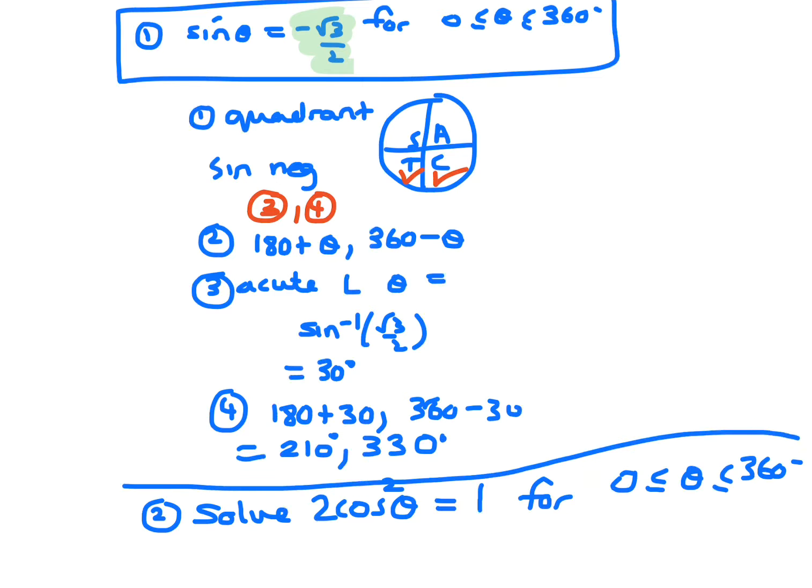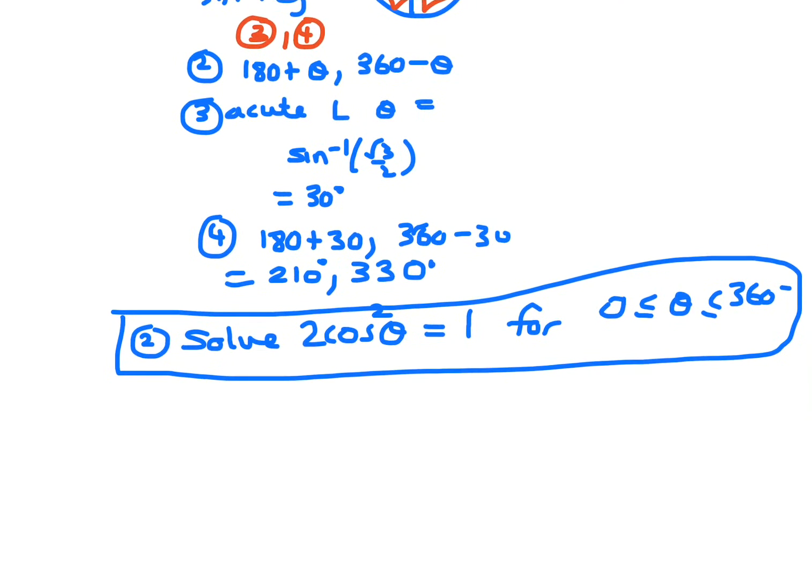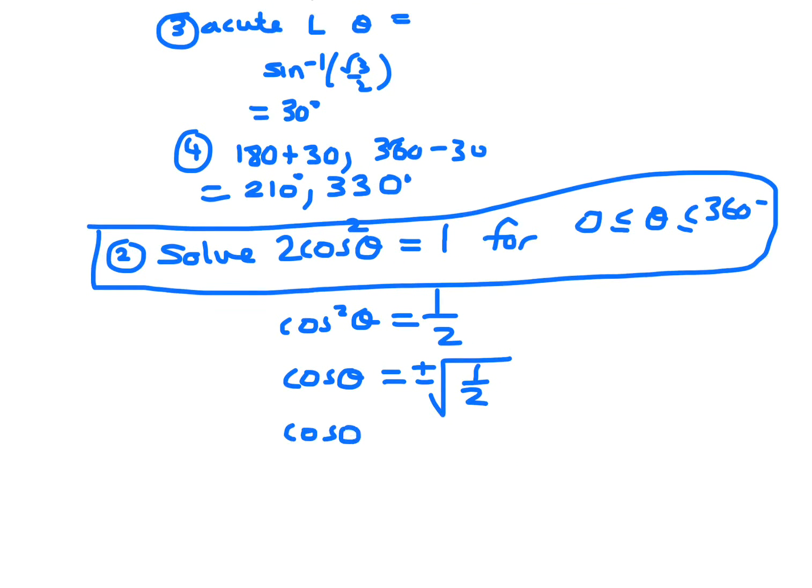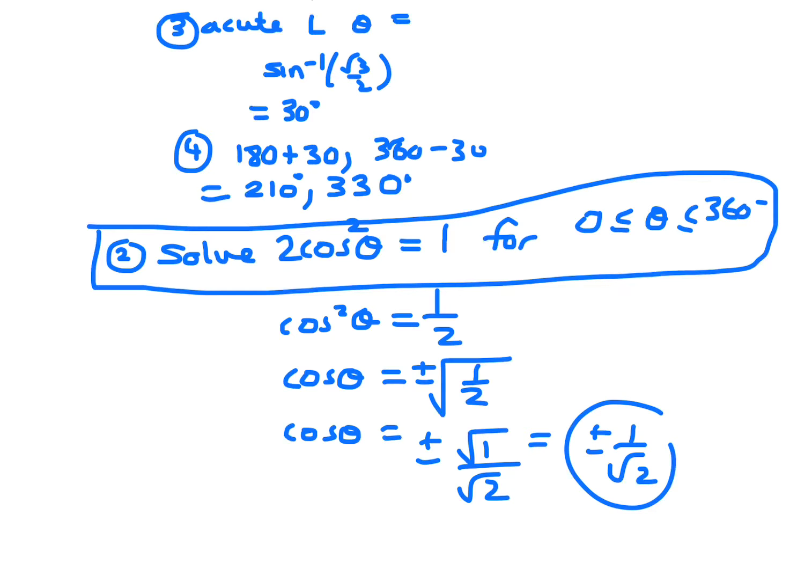Okay, so we'll take a look at a new one. So we've got 2 cos squared theta equals 1. So cos squared theta, if I divide by 2, will be 1 on 2. And then get rid of the square by square rooting and putting plus or minus 1 on root 2. You could simplify it a bit. It's not that necessary, but you square root the 1, square root the 2. So you get plus or minus 1 on root 2.